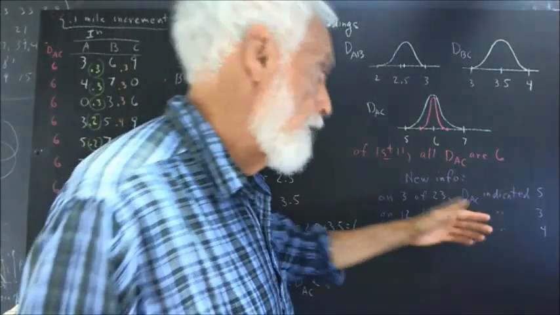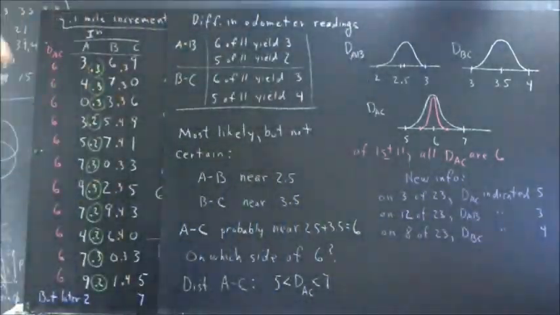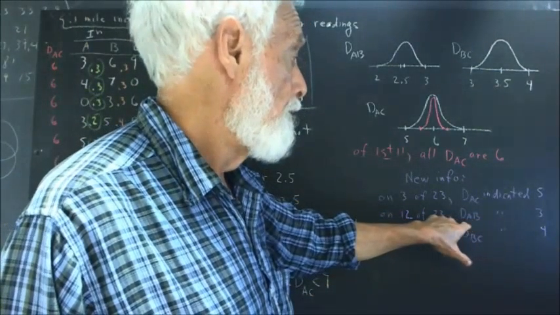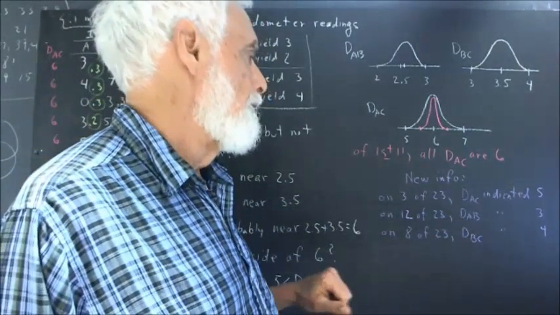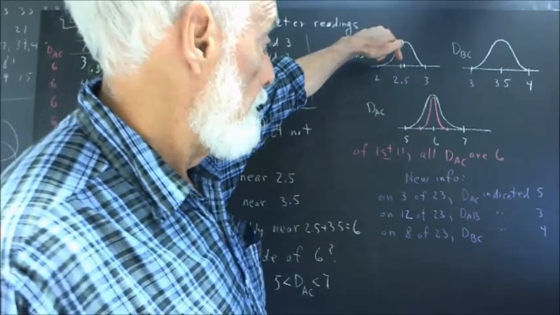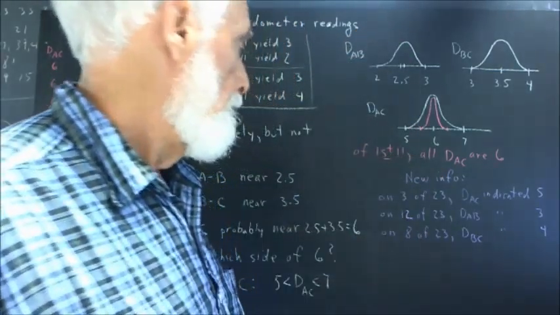12 times out of all 23, distance from A to B indicated 3. Okay, so that was about 50-50. From A to B, it was about 3. And that kind of confirms our suspicion that the distance from A to B is pretty close to 2.5. Okay, that's just about half and half.